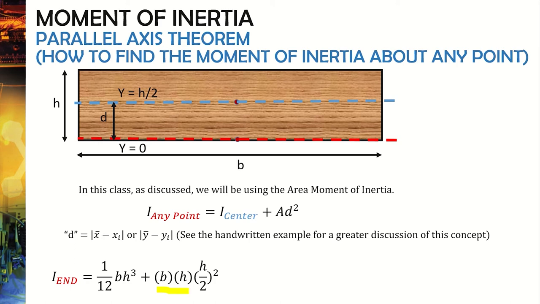So as a result, the next step, what you would see is that this could simplify to the moment of inertia about the end is equal to 1/12 base height cubed plus 1/4 base height cubed, which if you simplify one more time with fractions, you get that the moment of inertia of a rectangle about its end is equal to 1/3 base times height cubed, which, guess what?